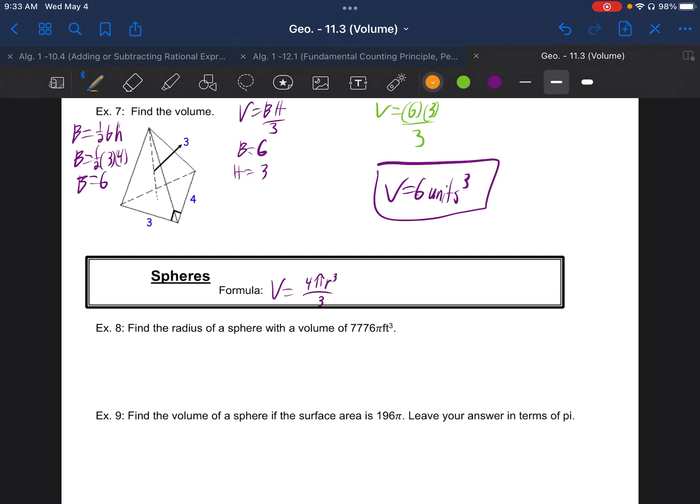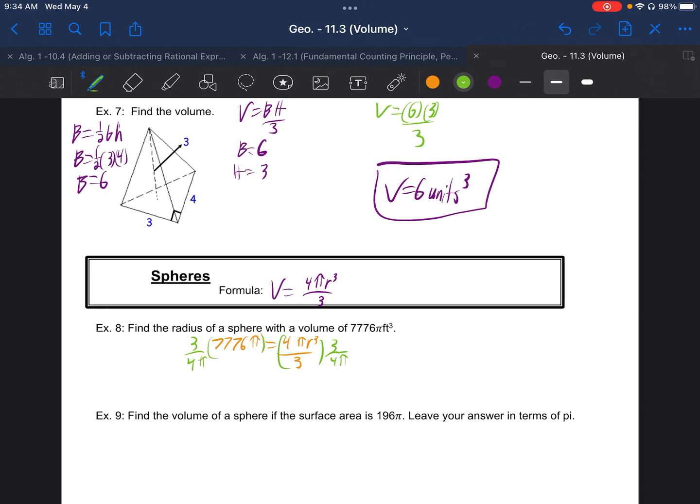So the only variable we need to find the volume is the radius. So the only variable we need to find the radius is the volume, which we're given. So we plug in volume, 7,776 pi equals 4 pi r cubed over 3. And I'm going to start out by multiplying by 3 over 4 pi.